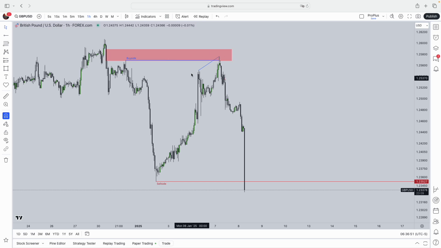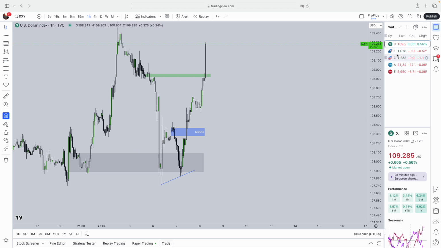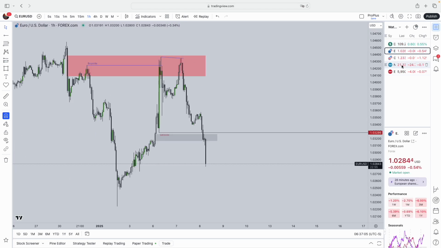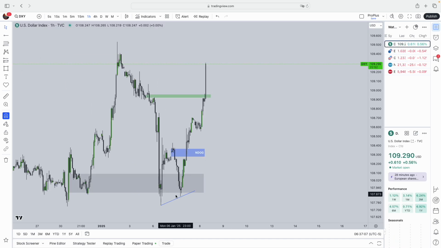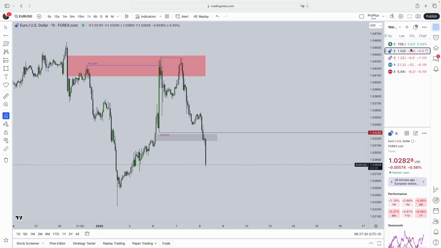There was SMT divergence as well, so GU made a higher high. Take a look at Euro. Euro made a higher low, and dollar made a lower high, a higher low. Sorry, but yeah, they opened a gap here, so dollar just ran into that. Next draw would probably be this high. Get the midpoint of that as well. But yeah, hope you guys did enjoy.